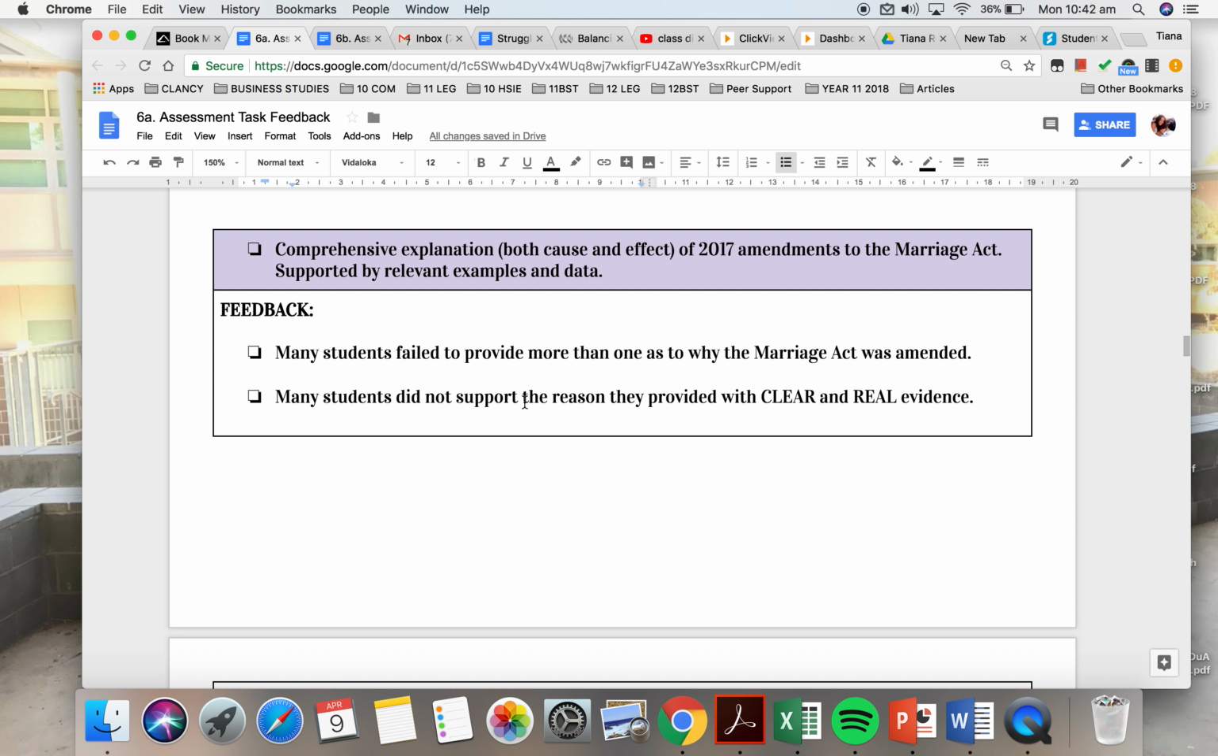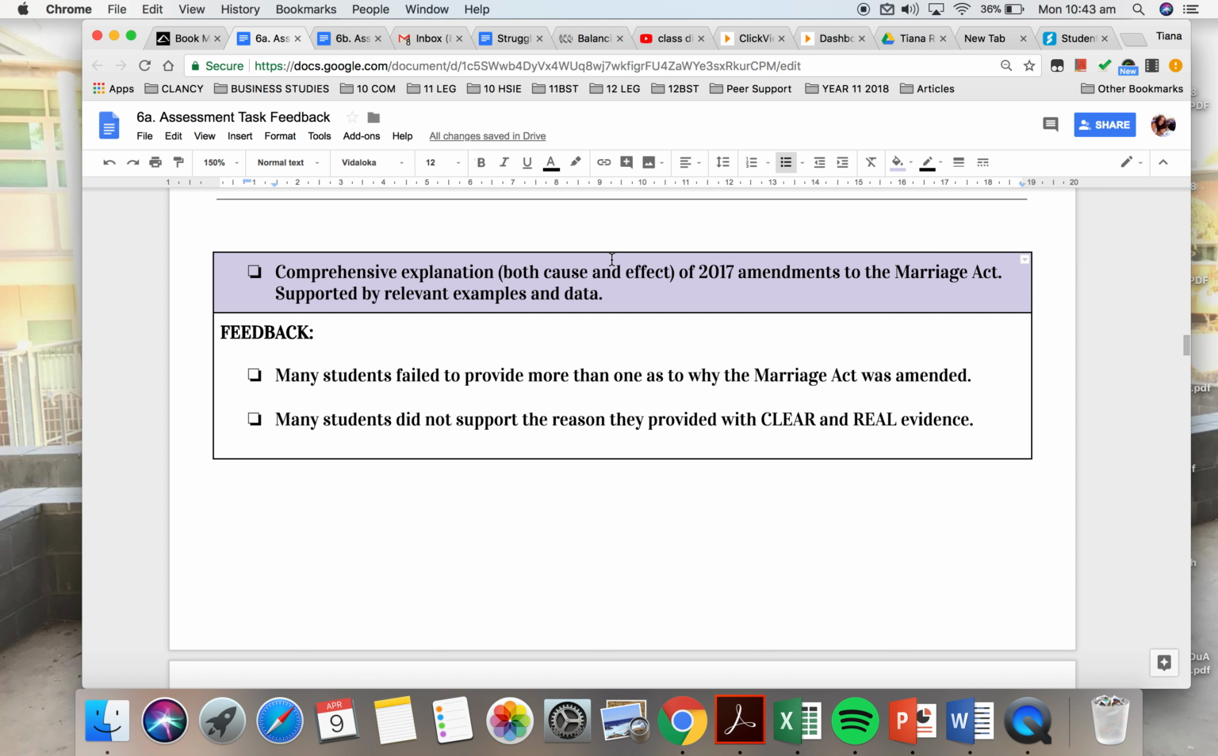So for the core: comprehensive explanation of both cause and effect of the 2017 amendments to the Marriage Act, supported by relevant examples and data. Okay, that was a really important part. The other important part was that you had to have an explanation, both cause and effect, of the amendments.